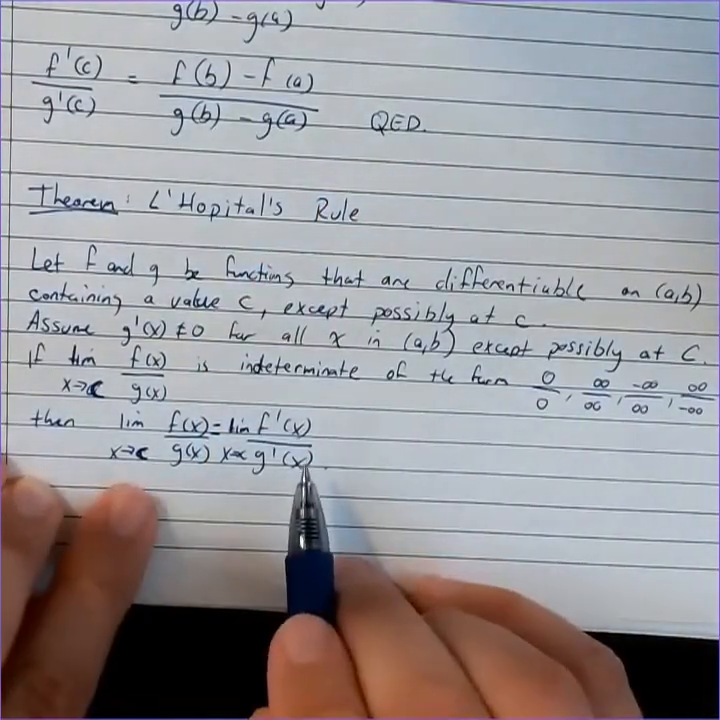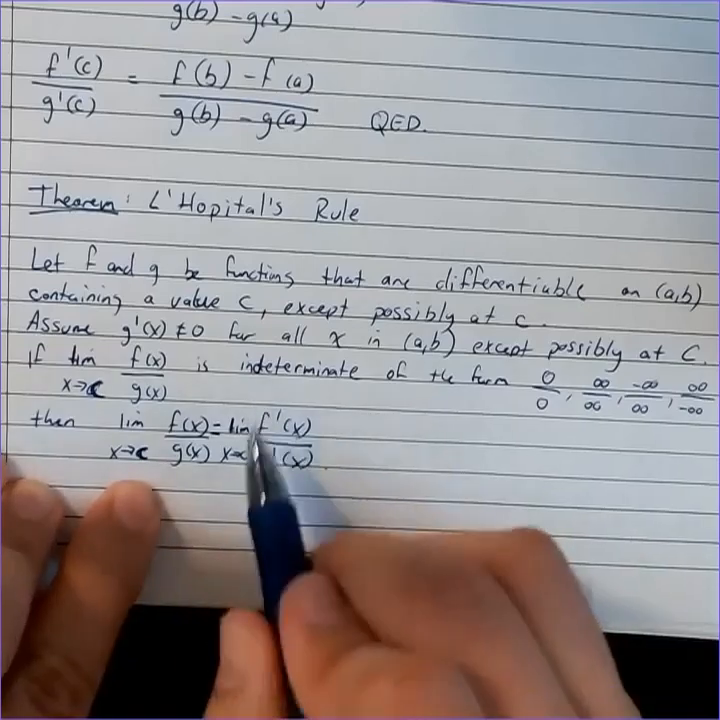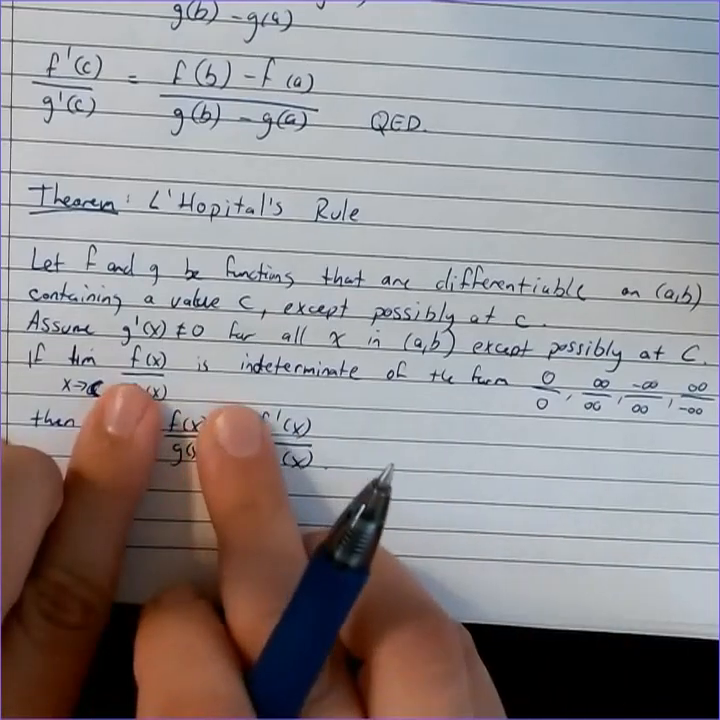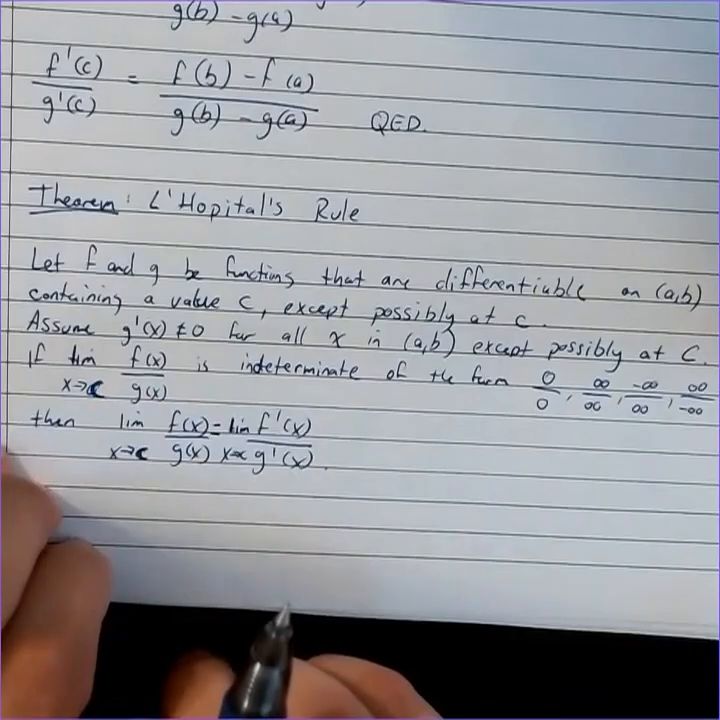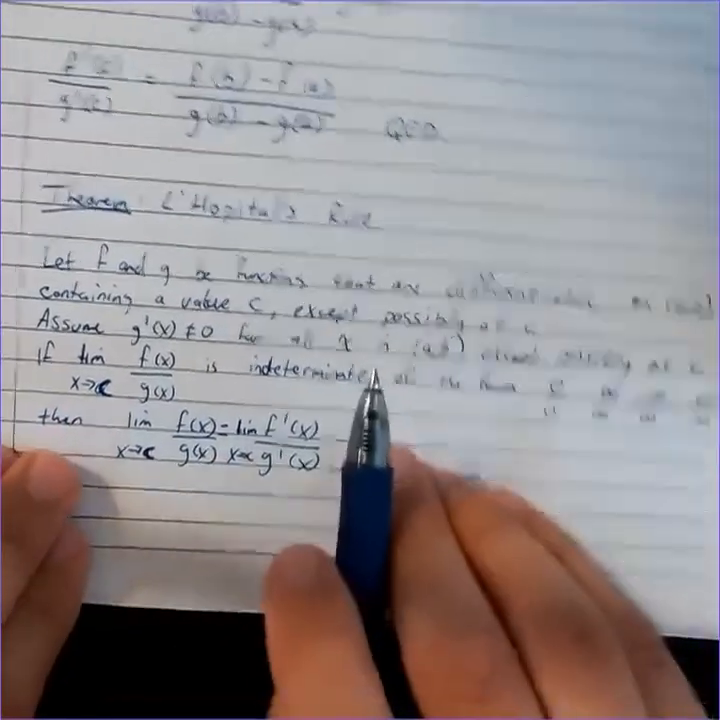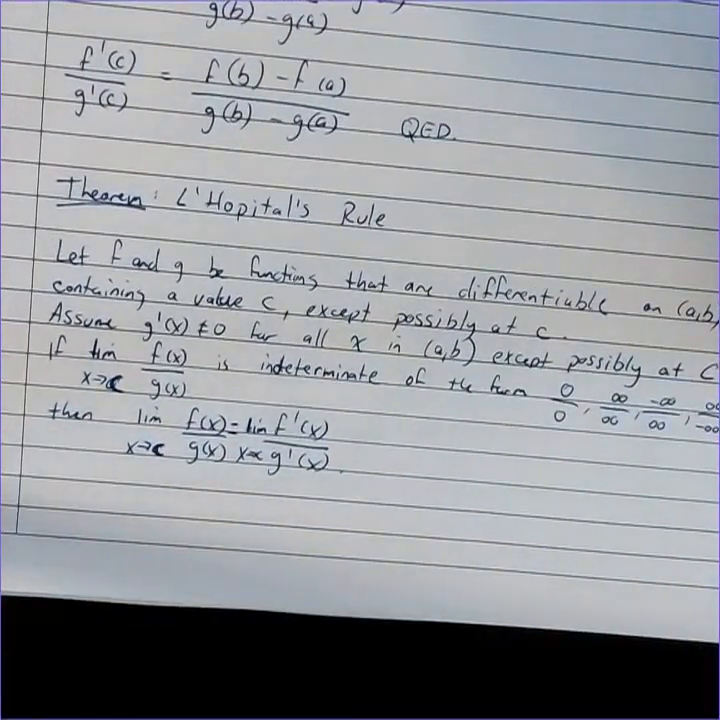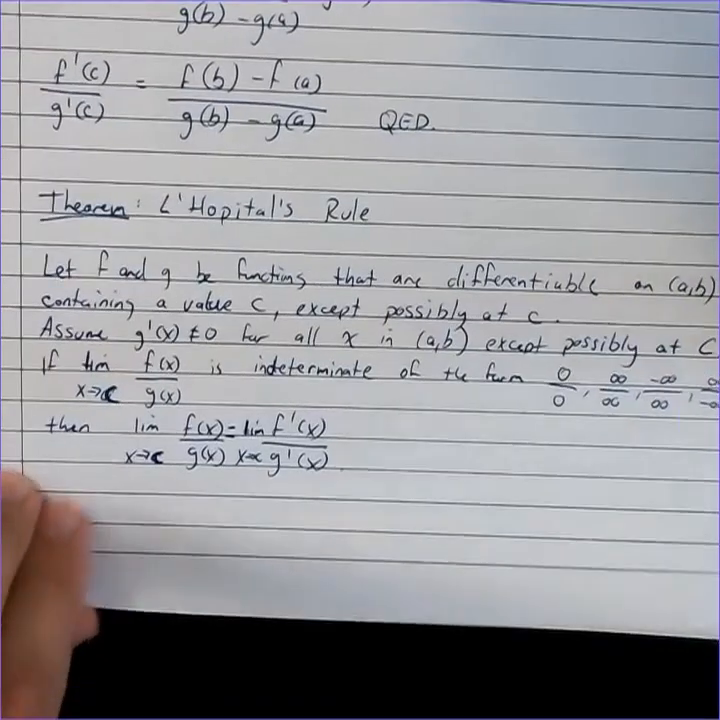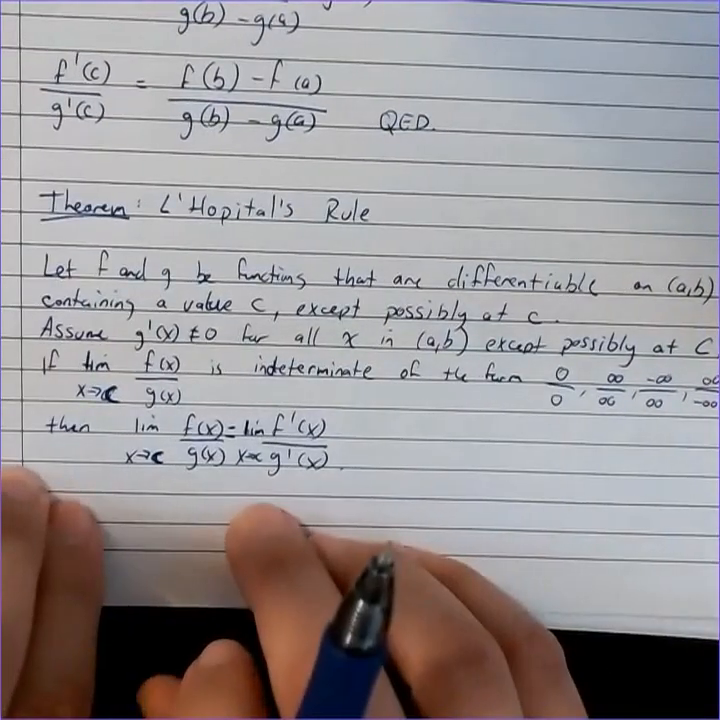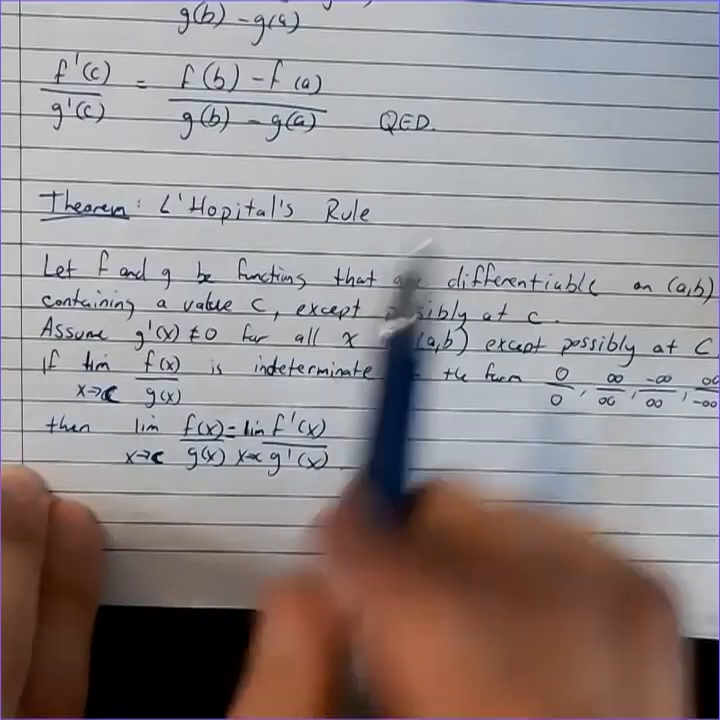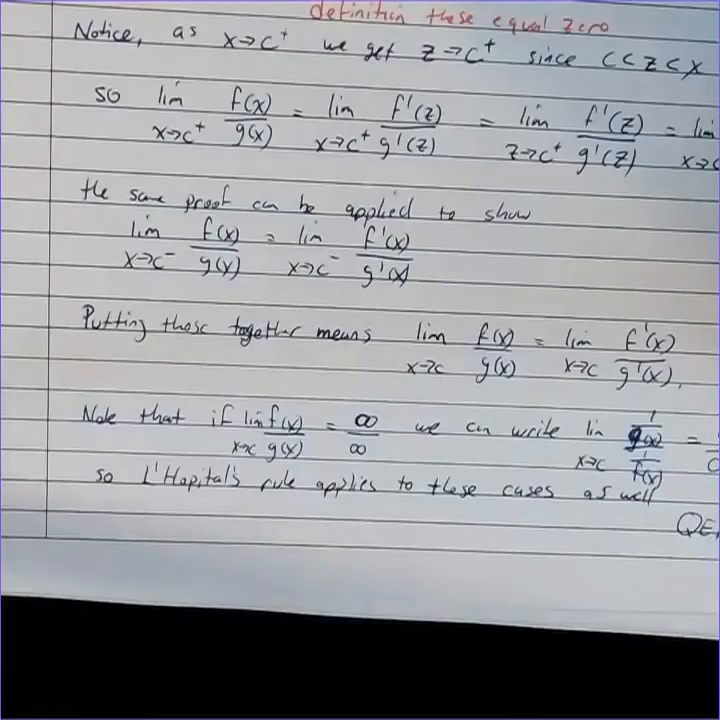The way I stated the theorem before is not correct, is it? These aren't equal to each other. Their limits are equal to each other. Okay. So let's take a look at some examples of using this, and also let's take a look at an example where you shouldn't use this. Remember, this is only for these forms.